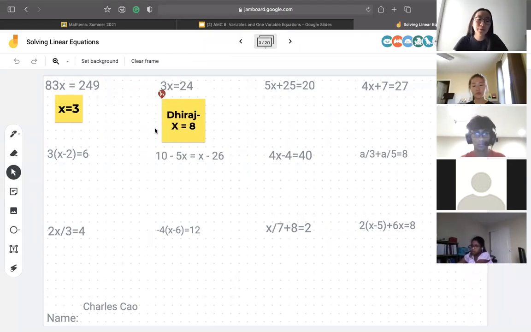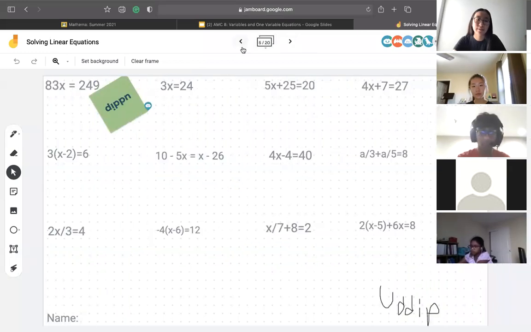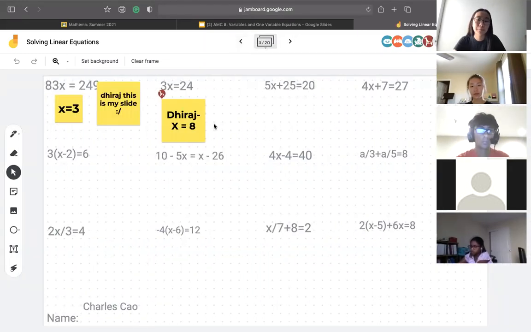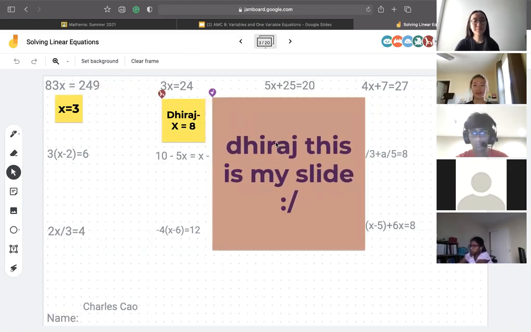Okay, so what you should do is everyone just takes a slide on their own and does all the problems. Each person has their own unique slide where they do all the problems on that slide. You're not supposed to share one. So put your name at the bottom of the slide.